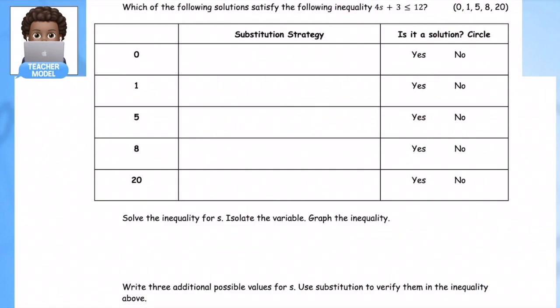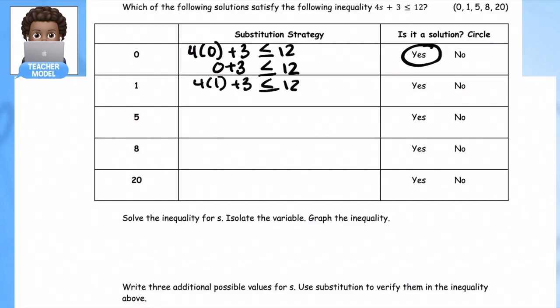Part 2, I'm doing the exact same thing. I just have a 2-step inequality at this point in time. So same thing, I'm substituting when s equals 0. 4 times 0 plus 3 is less than or equal to 12. Yep, 0 plus 3, which is 3, is less than or equal to 12, so that's the solution. I do the same thing again. 4 plus 3 is 7. 7 is less than or equal to 12.